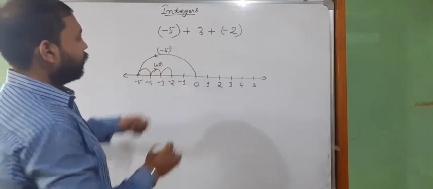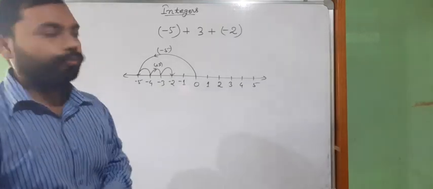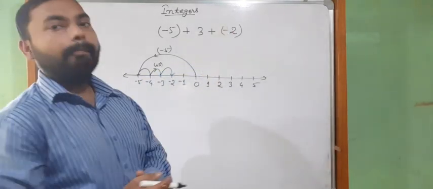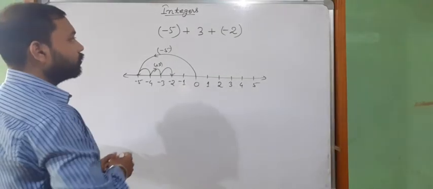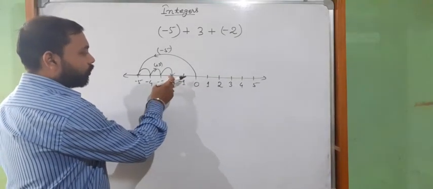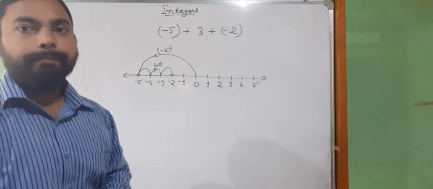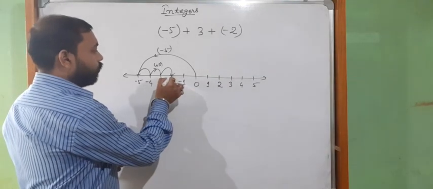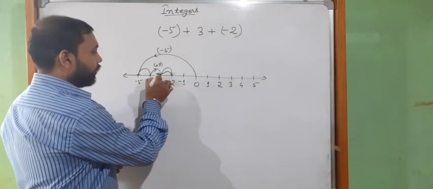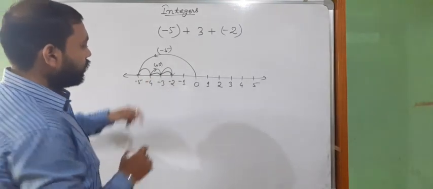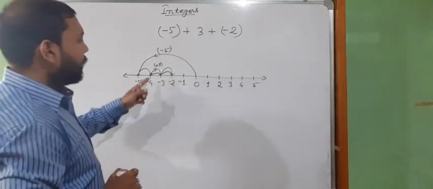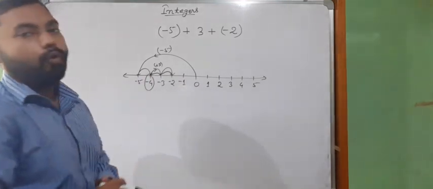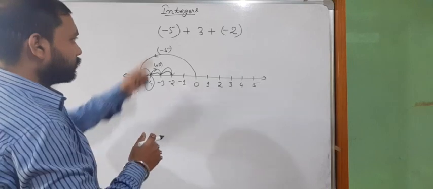From here we have reached minus 2. Now again what is given is minus 2, so that means from minus 2 we have to go 2 steps in the backward direction, that is on the left side. Let me start again. This is 1 step and this is 2 steps, and you can see that we have reached minus 4. So this minus 4 will be the answer.